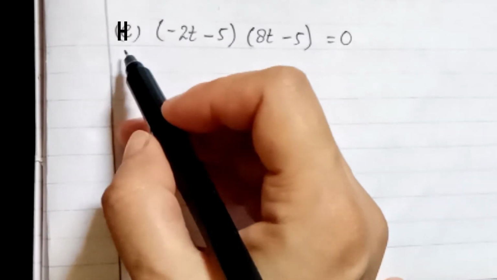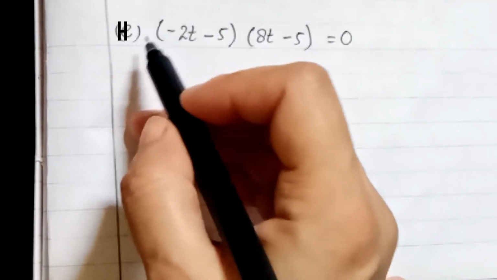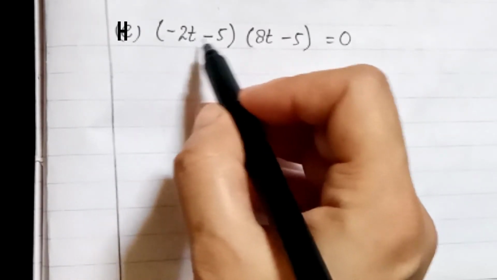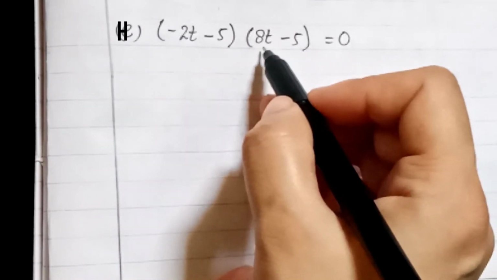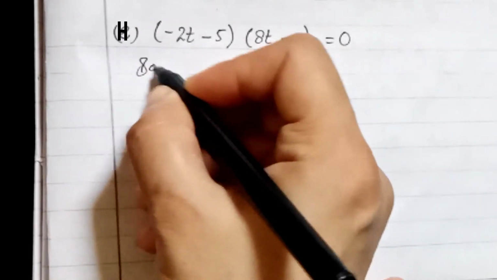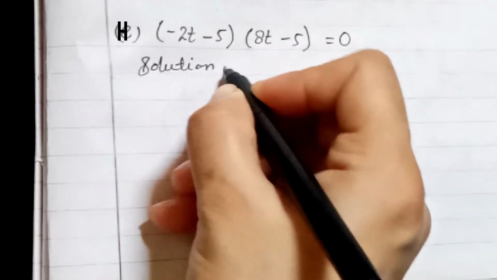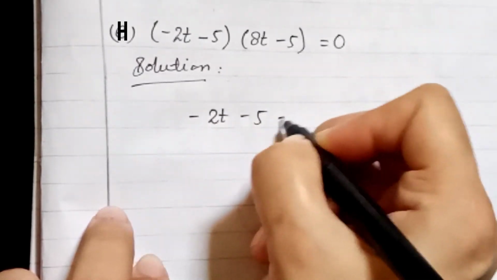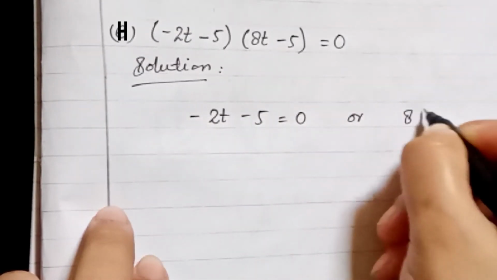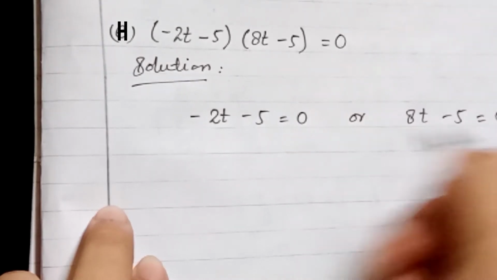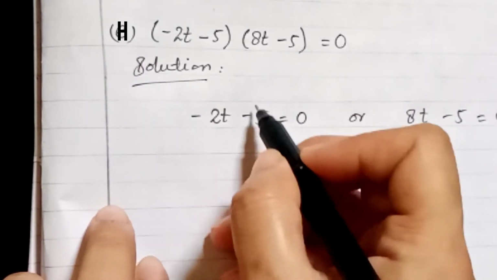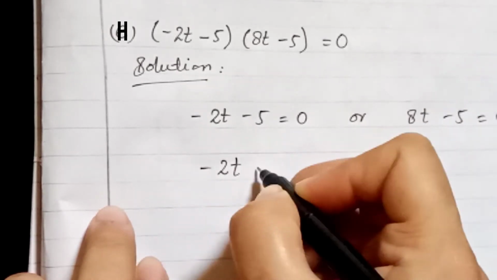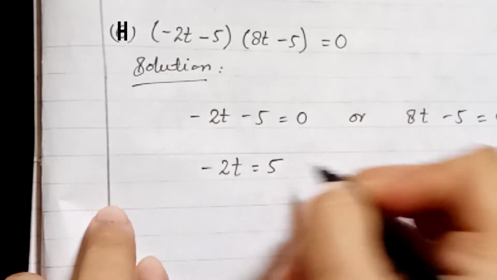Here we have the last part of question number 2, exercise 5a. Our first factor is minus 2t minus 5 and the second factor is 8t minus 5. So using the zero product property, minus 2t minus 5 equals 0 or 8t minus 5 equals 0. For finding t here, we have to move minus 5 to the other hand side. It will become plus 5, 0 plus 5 equals 5.